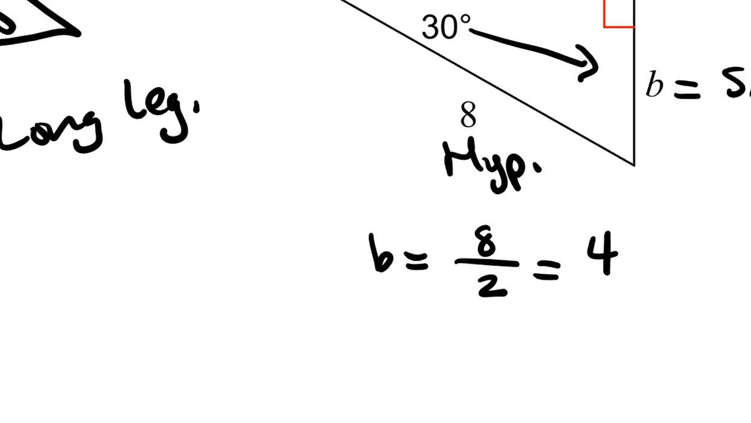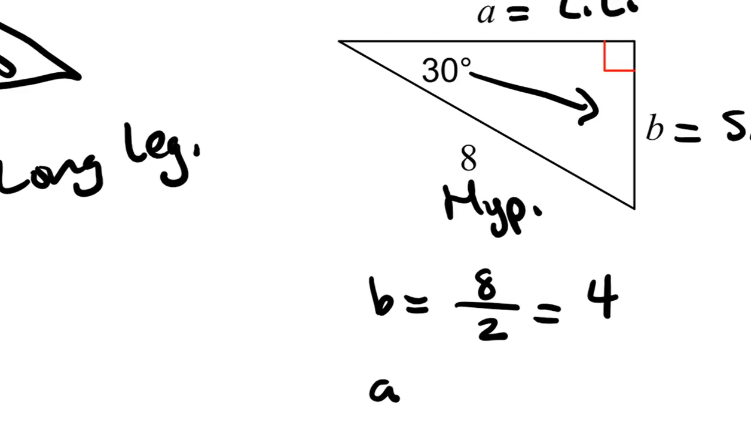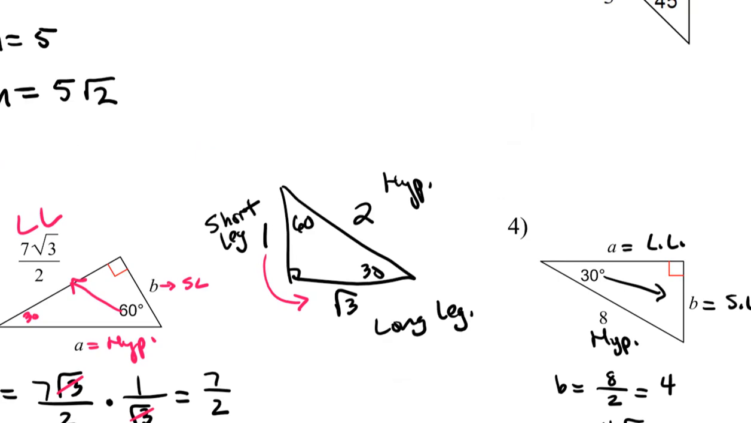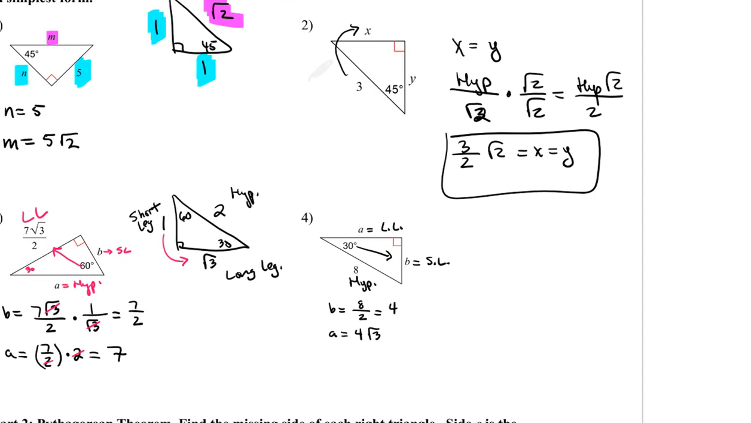No big deal. And then to figure out how long A is, how long that long leg is, I'm going to take the short leg, which in this case has a value of 4, and multiply that by square root of 3. When you multiply that together, you just get 4 square roots of 3. So that's a really quick review on the special right triangles, the 45, 45, 90, and the 30, 60, 90.